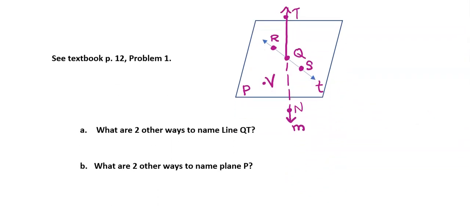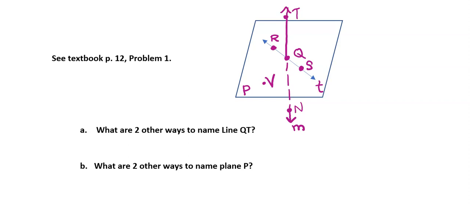All right, so look at your textbook, problem 1, page 12. I have a sketch of this one. There's kind of a lot going on here, and we're going to go through how you represent lines, how many answers you will have, that sort of thing. So, first question, what are two other ways to name line QT?